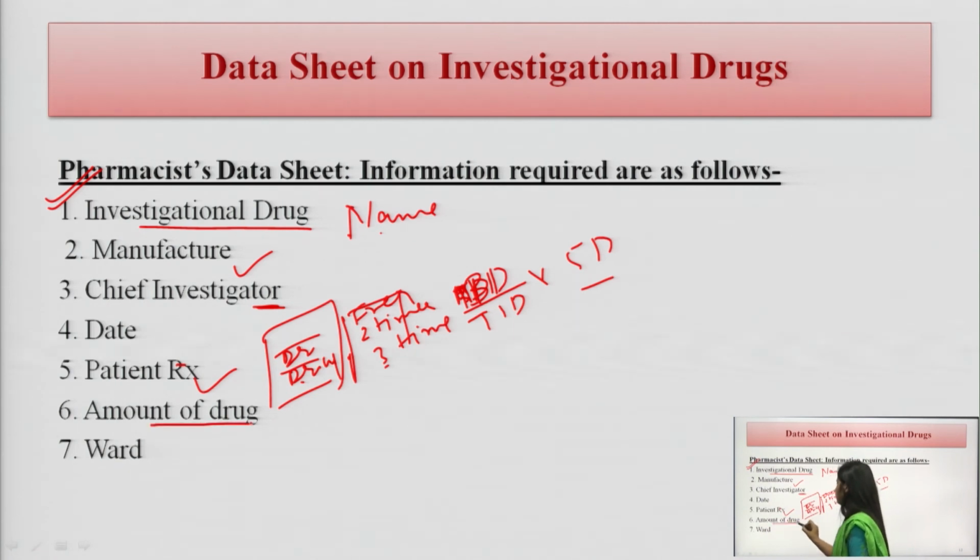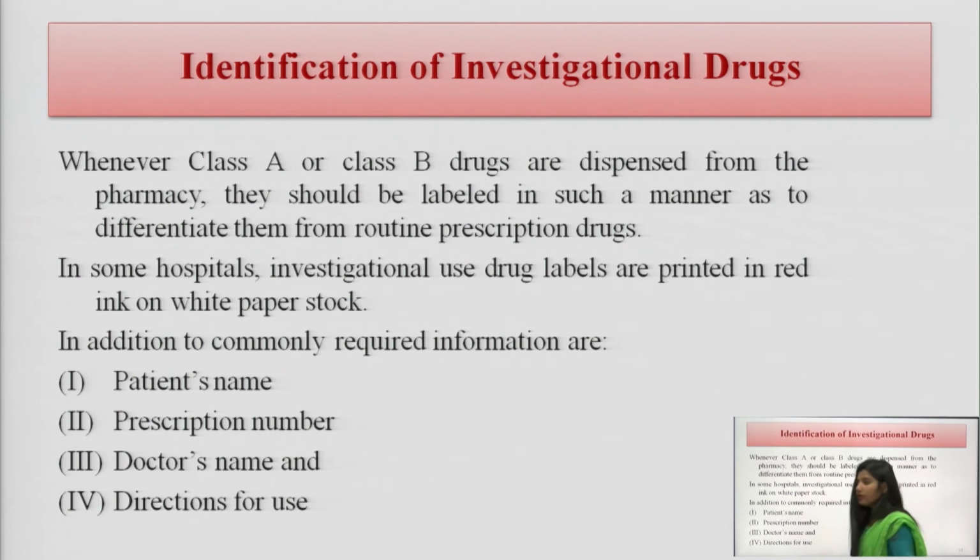Then the amount of a drug which is received by the patient, in which ward the drug is given, and where the patient is actually admitted. So this information is also given by the pharmacist in the pharmacist data sheet and submitted, of course, to the PTC.